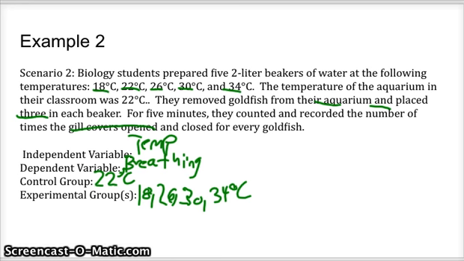All right, so these are things you're going to have to master before you move on, and we're going to constantly come back to these throughout the whole class. So it's very important that you master these: independent variable, dependent variable, control group, and experimental group.